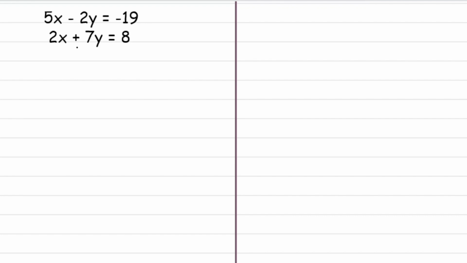So let's make the coefficients of x the same. How will I make the coefficients of x the same? It's 5 and this is 2. The common multiple of 5 and 2 is 10. So I will make them 10. In other words, multiply the first equation with this 2, the coefficient of x in the second equation, and multiply the second equation with this 5, the coefficient of x in the first equation.